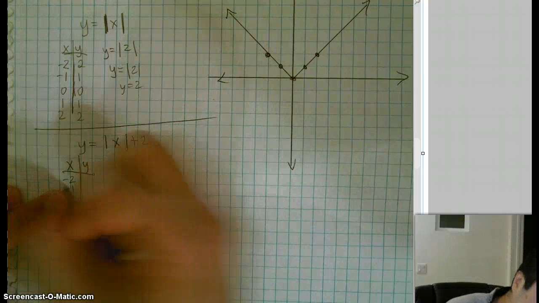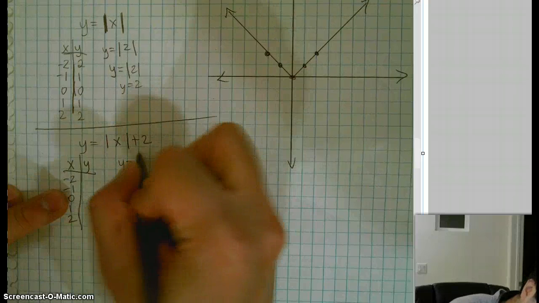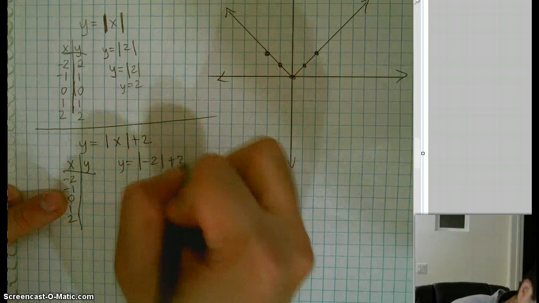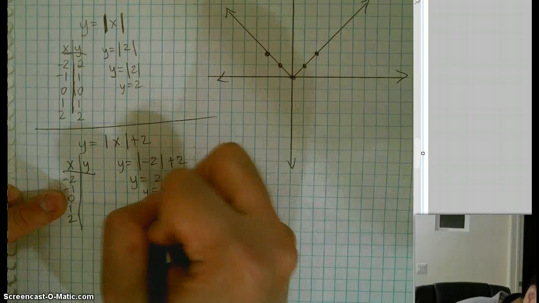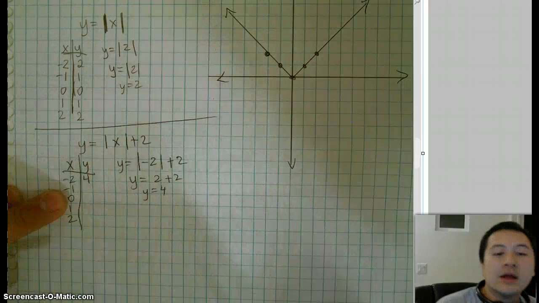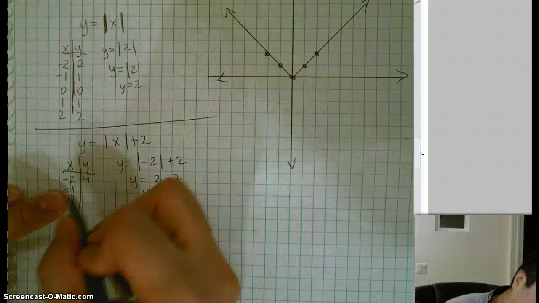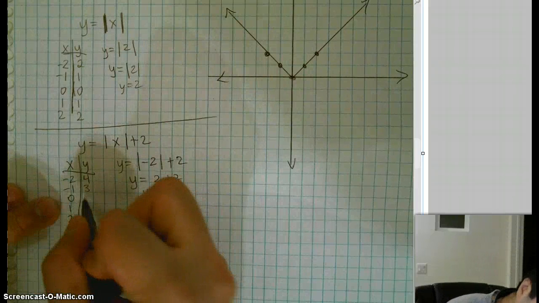I'm plugging in -2. Y equals the absolute value of -2 plus 2. The absolute value of -2 is +2, plus 2, so y equals 4. When I plug in -2, I get 4. Do the rest. Plug in -1, I get 3, then 2, 1, 0.